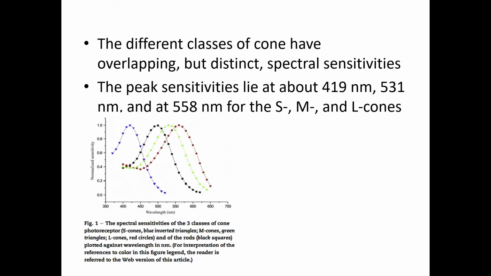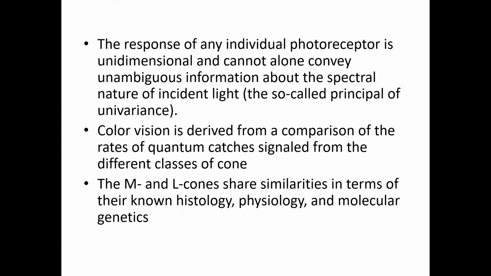So the different classes of cones have overlap. If you see here, the blue, green and red curves have overlap but are distinct in spectral sensitivity. The peak sensitivity lies at 419 nanometers for the short wavelength cone, 531 nanometers for the medium wavelength cone, and 558 nanometers for the red long wavelength cone.